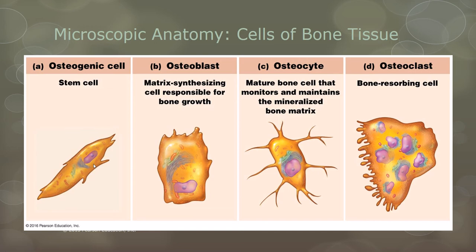Some of these osteogenic cells will remain as osteogenic cells constantly in the bone, so that we always have a small pool of stem cells that can grow and differentiate and develop into the other cell types. Our osteoblast cells, right? Osteo, bone, blast, an immature cell. So this cell is the one that is actually responsible for making the extracellular matrix.